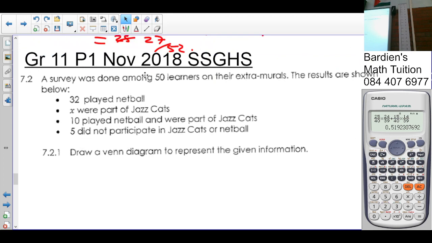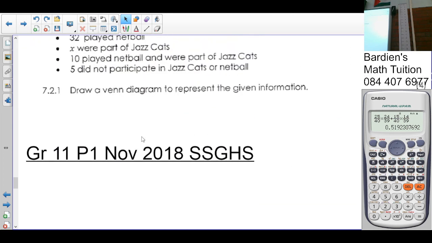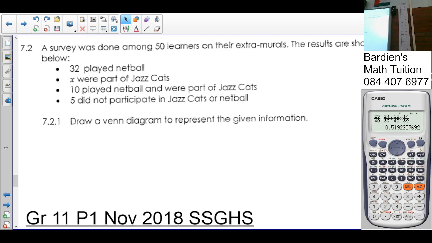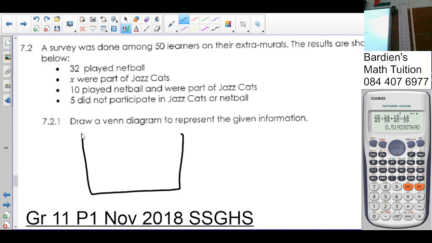In 7.2 we are told that a survey was done amongst 50 learners. So, it looks like a Venn diagram, and yes, it says Venn diagram there. 50 learners on the extramural. The results are shown below. 32 play netball. X take part in the Jazz Cats. 10 played netball and were part of the Jazz Cats.